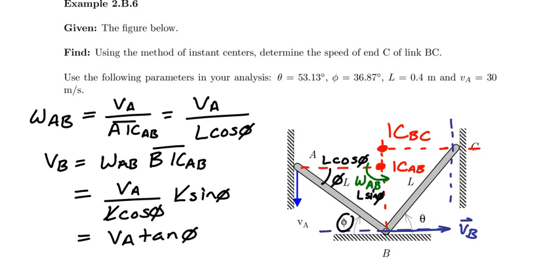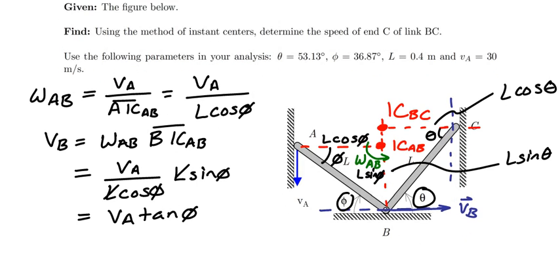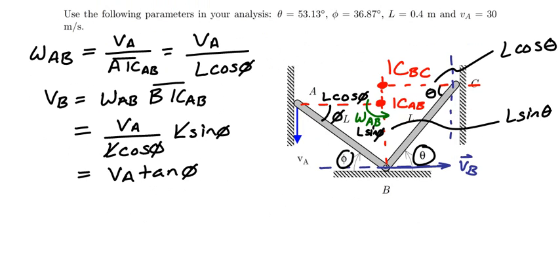In addition, if I note here that this interior angle is theta, then I can say this interior angle here is theta, and the total length right here will be L times the cosine of the angle theta, and the total length of this side right here will be L times the sine of the angle theta. I can then use this information to try to find something out about the speed of point C.